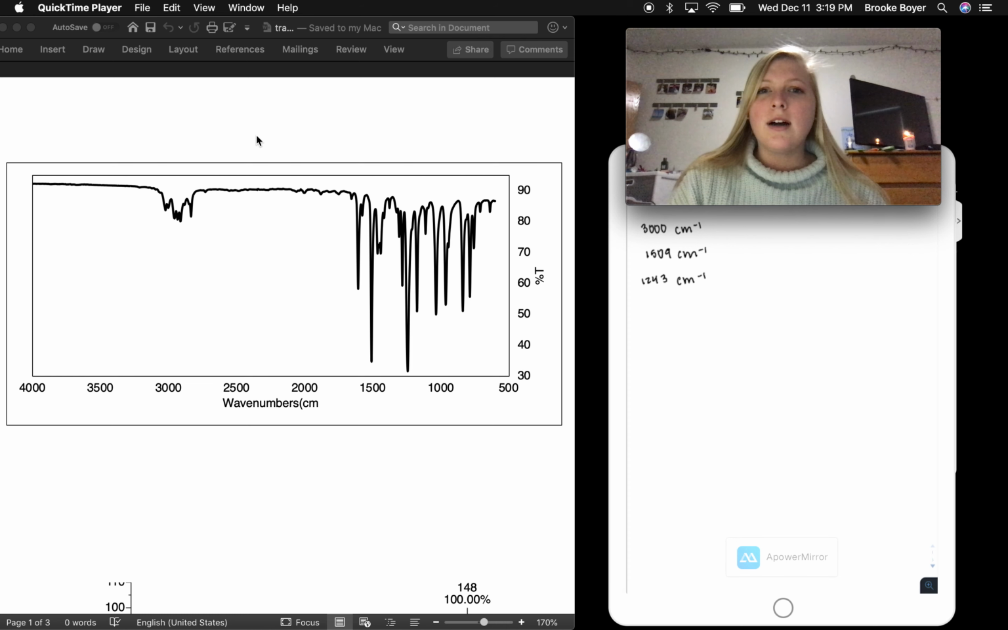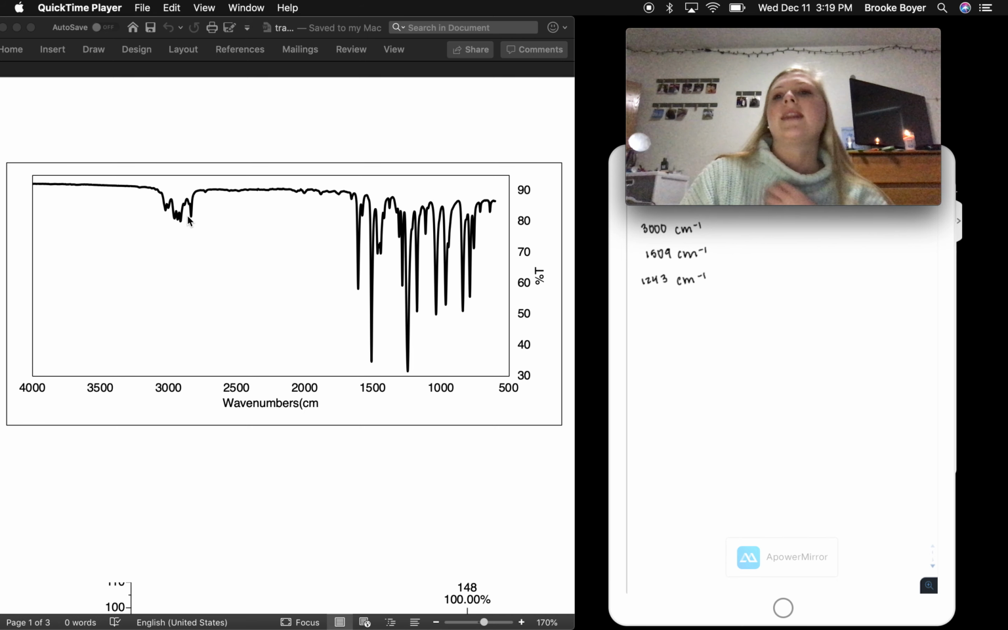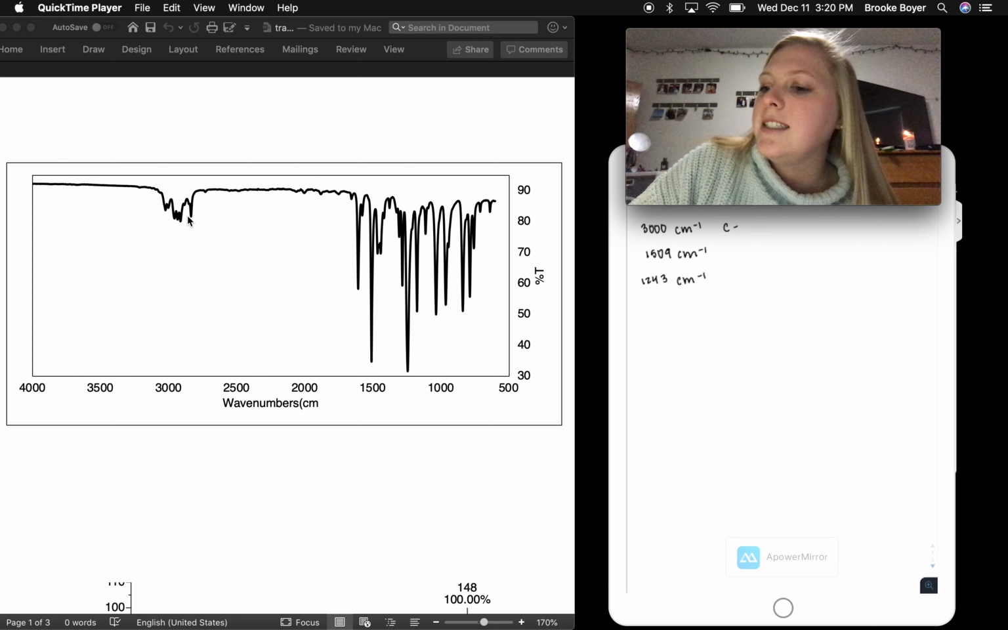So the first set of data I used was an IR. So here's the IR for the unknown that I'm trying to figure out. The first thing I notice is the small peaks at 3000, which tells me that there is a CH stretch, either from an alkene or an aromatic.